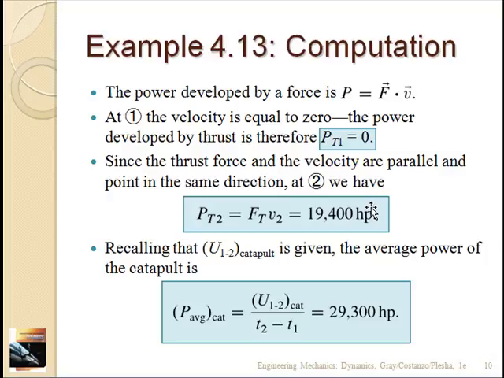So it provides more power than the thrusters. But note, this is just average. This is peak here. This is average. So the average here is actually about half of this. And so it's what, maybe a factor of three, the power provided by the catapult versus that provided by the thrusters.